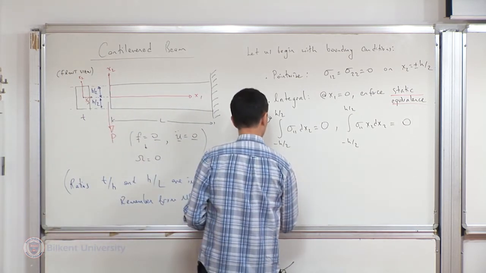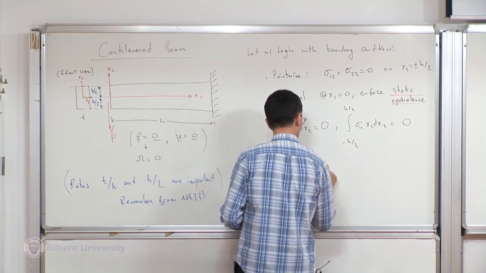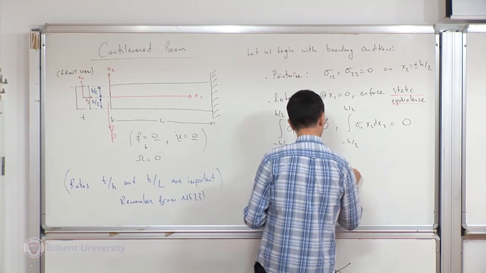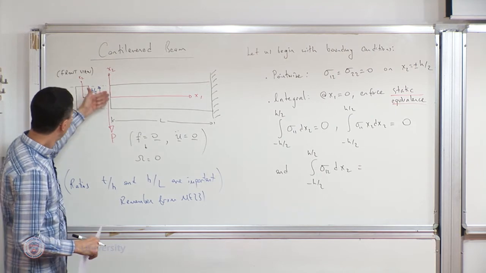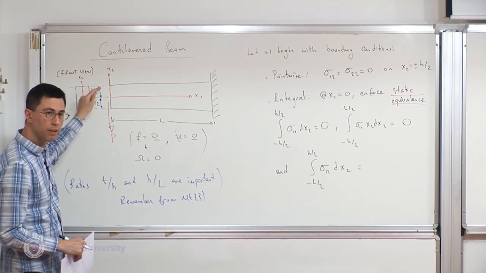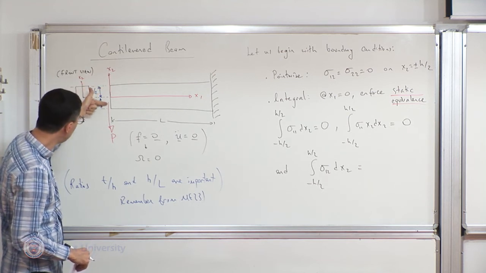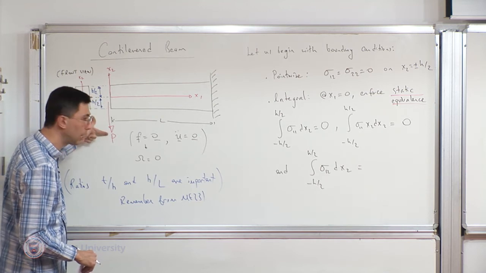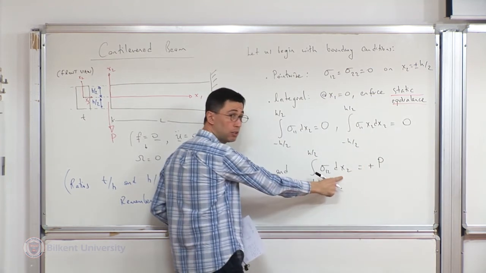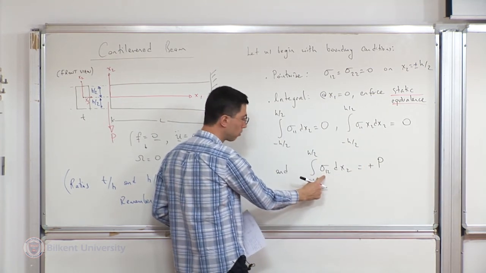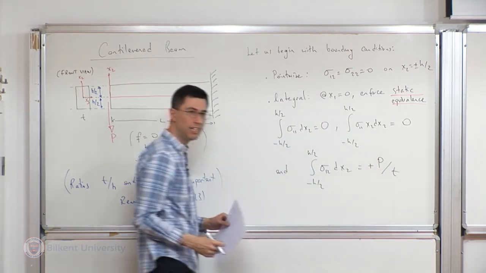And finally, something that does not vanish: if I integrate sigma 1,2 on the left surface. So just look here for a second. I'm on the left surface, so the positive direction of sigma 1,2 points downward. So if I integrate sigma 1,2, I should get plus p and not minus p. And I'm integrating only along dx2, right? Newton per meter squared times meter gives Newton per meter. So this is p over t, where t is the thickness dimension.